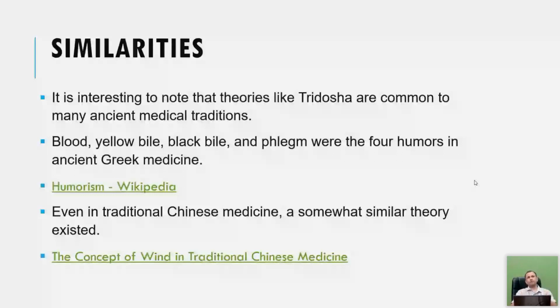So this is something very important and interesting. It is interesting to note that theories like Tridosha are common to many ancient medical traditions. It is not only unique for Ayurveda. Blood, yellow bile, black bile, and phlegm were the four humors in ancient Greek medicine. And those who are interested might like to go through a Wikipedia article on humorism.